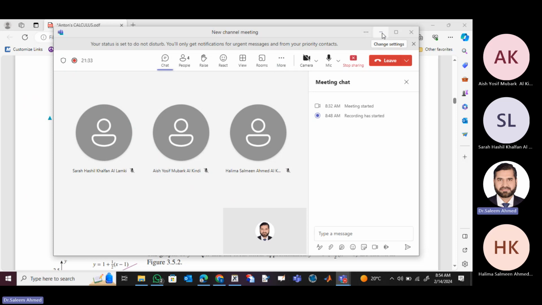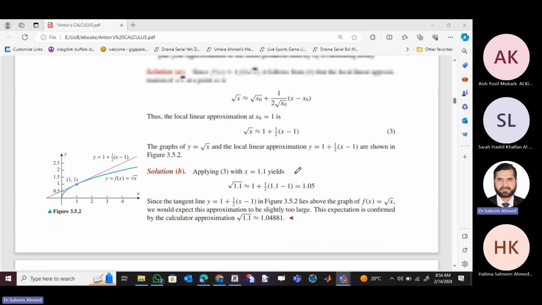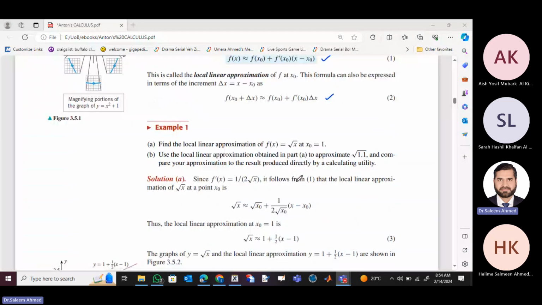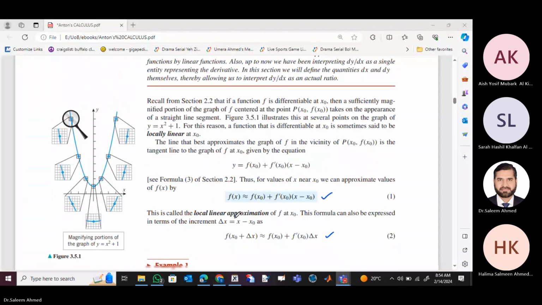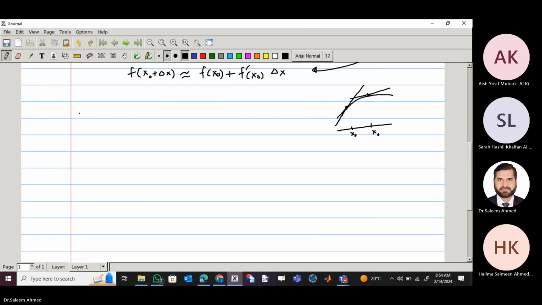Yes, okay, that's good. So if you look at this one, find the local linear approximation of f(x) equal to square root of x, and x naught is 1, right? See example 1 on page 212. So my f(x) is square root of x and x naught is 1.